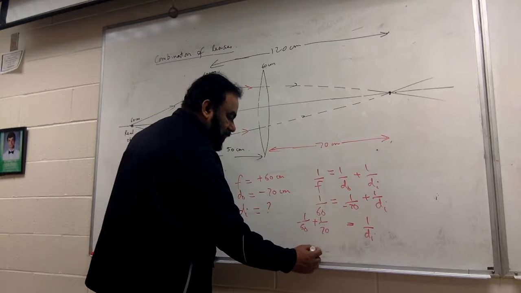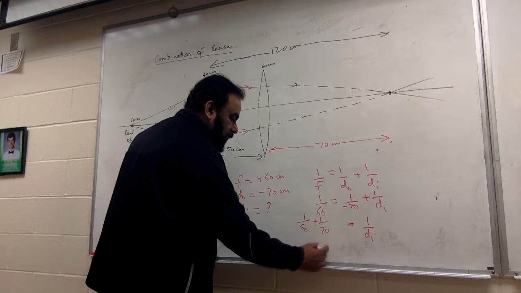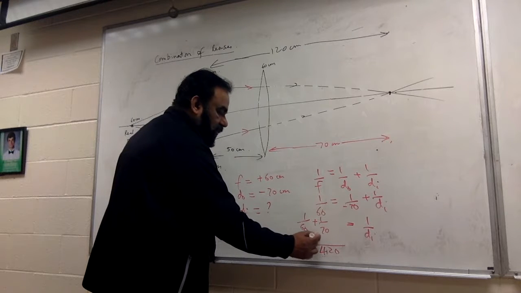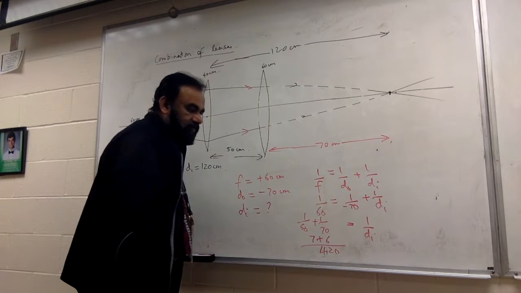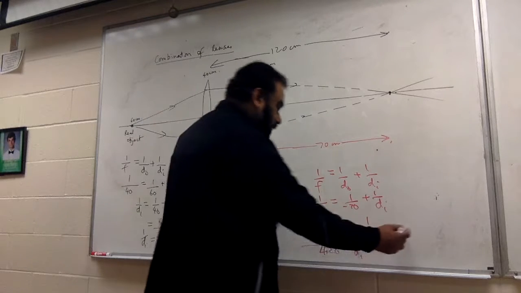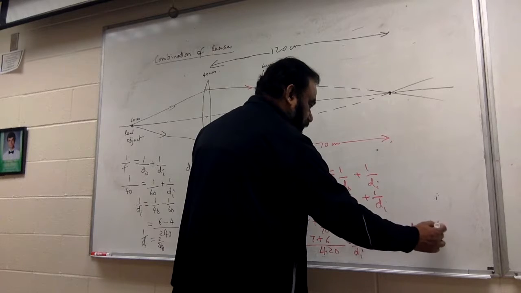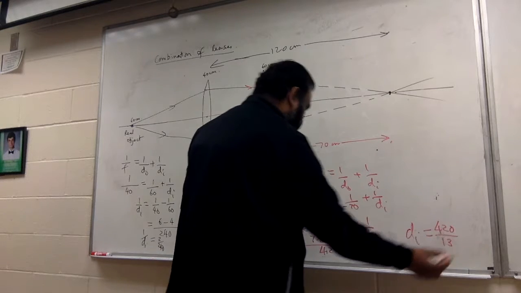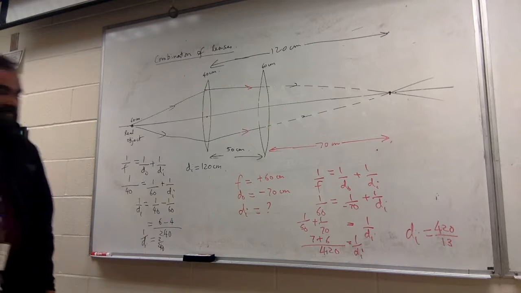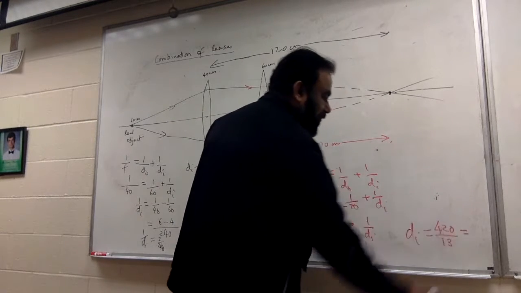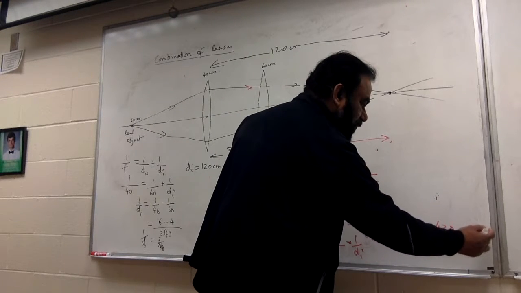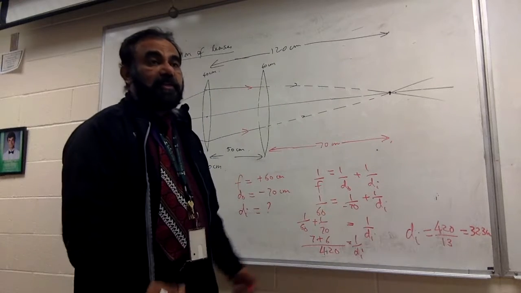So it becomes 7 plus 6 over 420. Okay, so di is equal to 420 over 13. And it comes out a positive distance. How much is that? 32.3. And it's a positive distance, which means it's a real image.